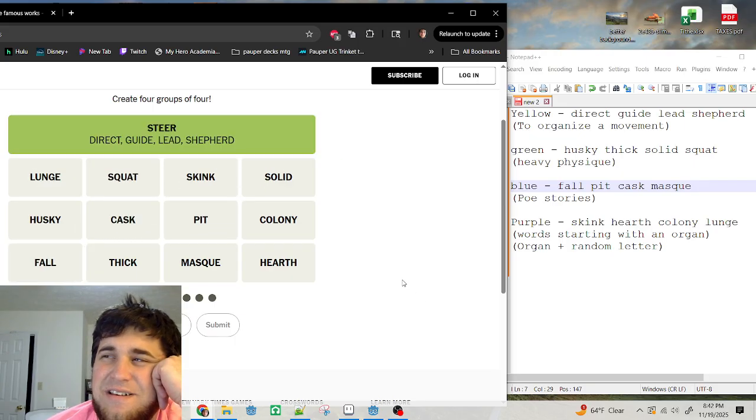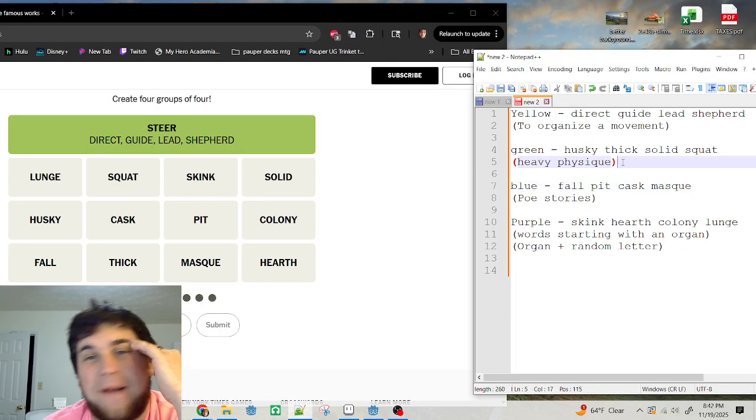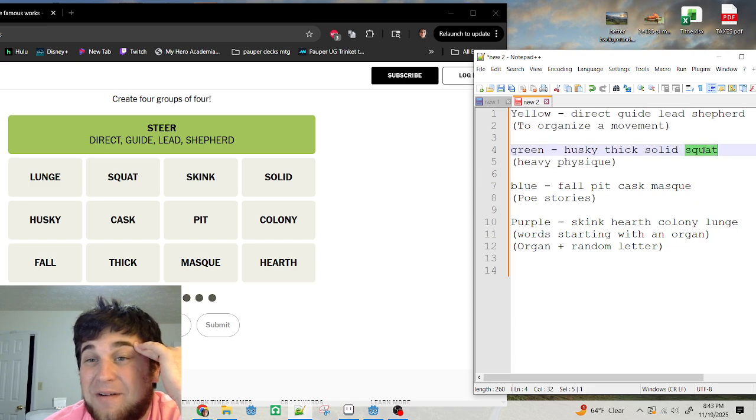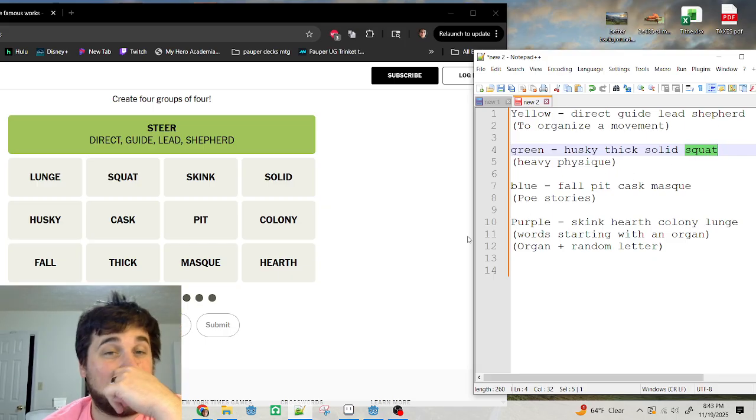Oh, no! Okay, so we have lost Connections hard mode because, like I said, you have to do a lot of things correct here. It falls apart. Apparently, they think that husky, thick, solid, squat is easier. To me, squat, I get that it fits with this, but squat doesn't always connotate as easily. I feel like direct, guide, lead, shepherd was more obvious.